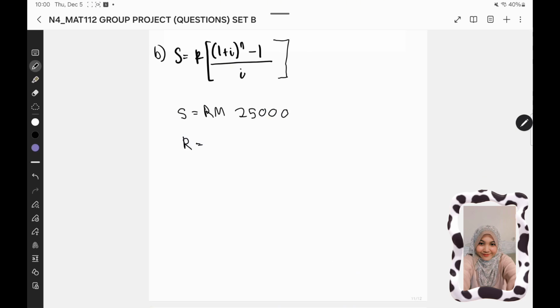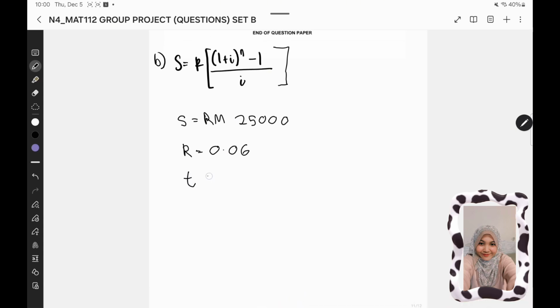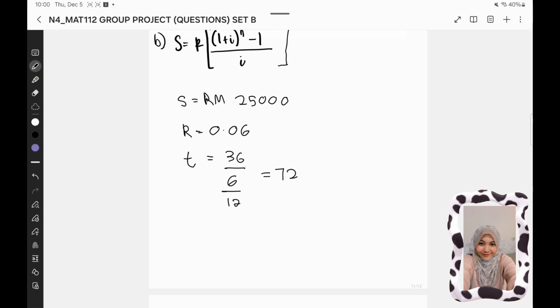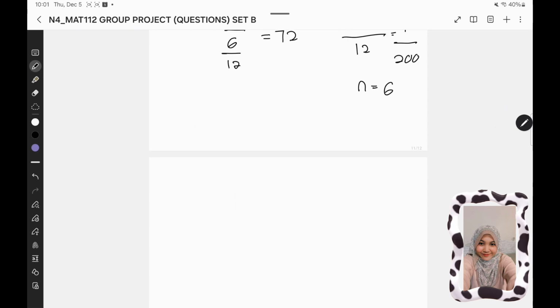For R, 0.06. For T, it will be 36 divided by 6 divided by 12. So the answer is 72. For the value of n, we will use the formula i equals k divided by m. So 0.06 divided by 12. The answer is 1 divided by 200. So the answer is n equals 6.